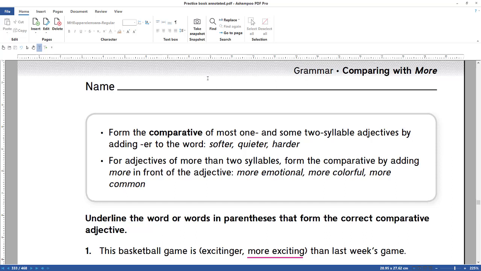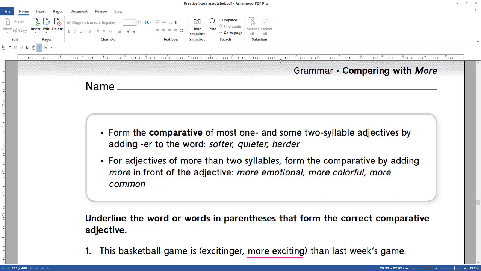So if you remember in the previous lessons we were talking about comparing adjectives. Okay, so this lesson is also related to the previous one. The title here is, as you can see, comparing with more. So simply we will also compare between two things, people, or places, but we will use the word more.